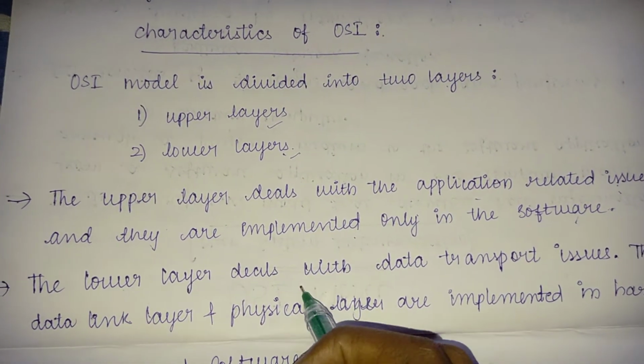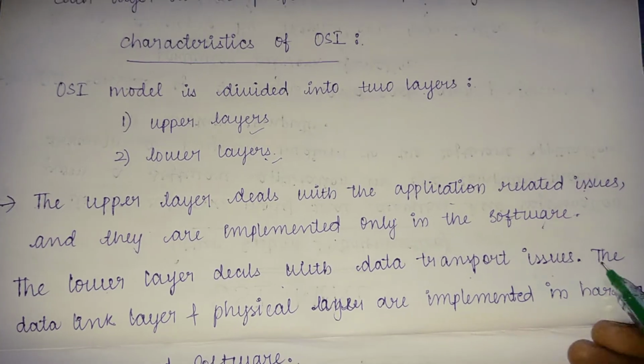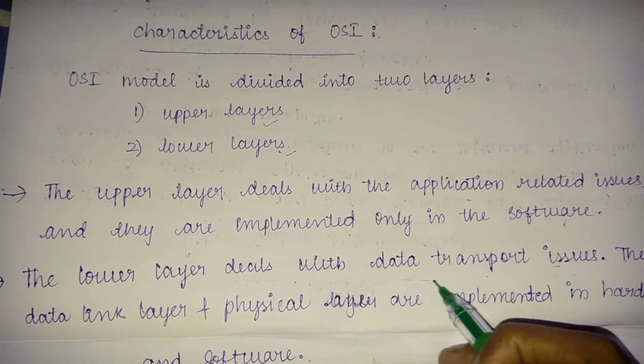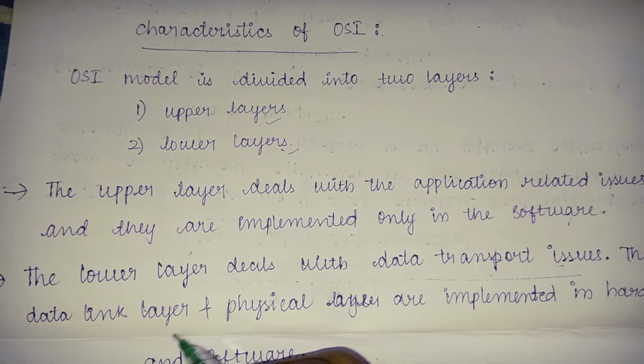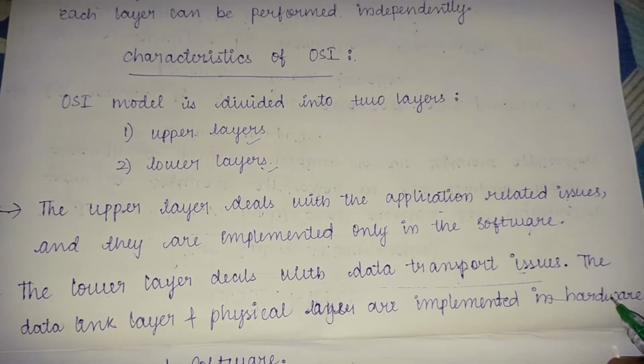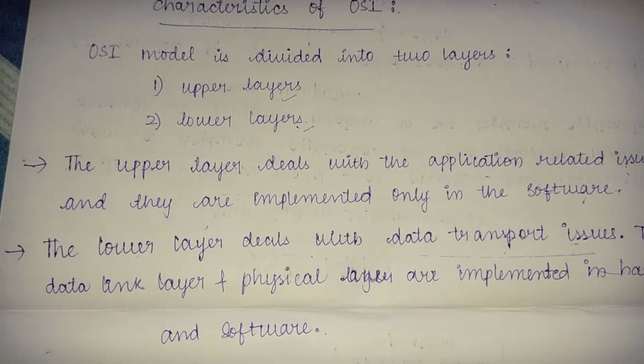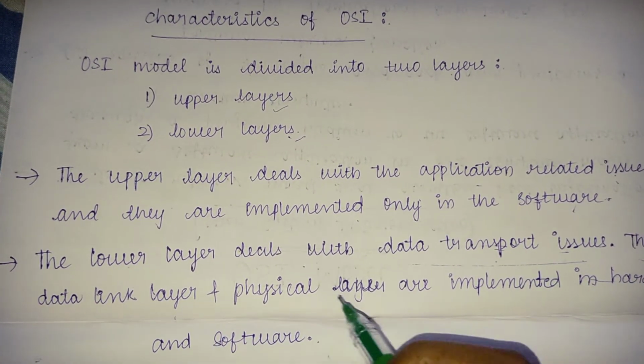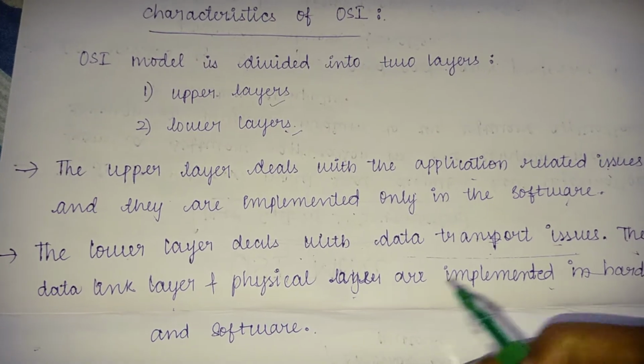But the lower layer deals with data transport issues. The data link layer and physical layer are implemented in hardware and software. The lower layer deals with data transport issues.